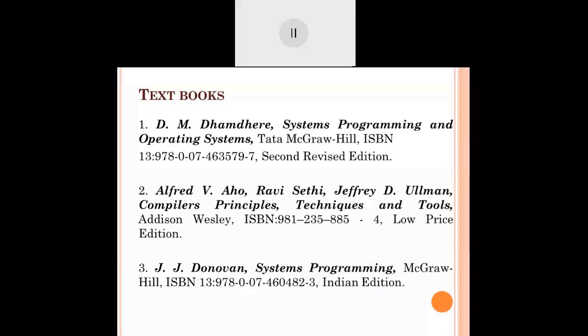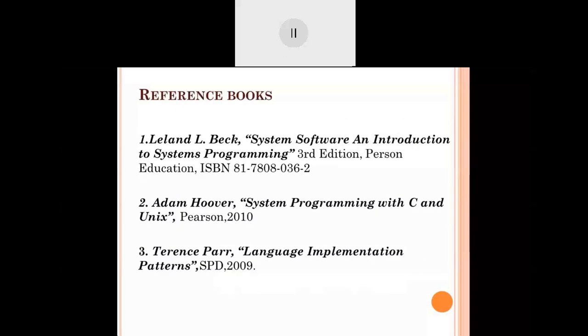You can also use another book by Ullman, Compiler Principles, Techniques and Tools, which will help you understand the concept of the compiler: what you mean by a compiler and how it works. Some other books are also available. These are the reference books.